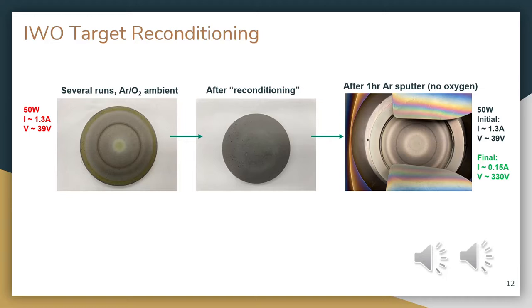After reconditioning and sanding it down, we decided to do a 1 hour argon sputter with no oxygen, and then found out that we can do a 30-minute pre-sputter with no oxygen and yield it looking the same. Initially, it was 1.3 amps with 39 volts, but then it ended up, interestingly enough, at 0.15 amps at 330 volts. As to why this happens exactly, we don't know, but with further investigation, I'm sure we'll eventually be able to get to a conclusion for this.